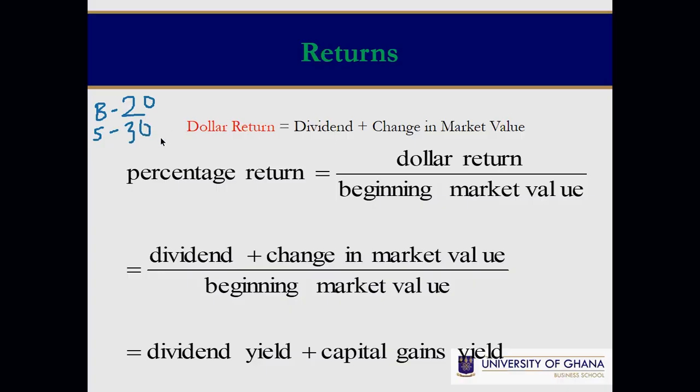So the change in market value is the difference between the 30 and 18. So 30 minus 20 is equal to 10. Right.